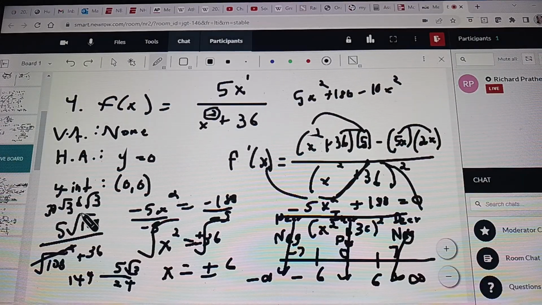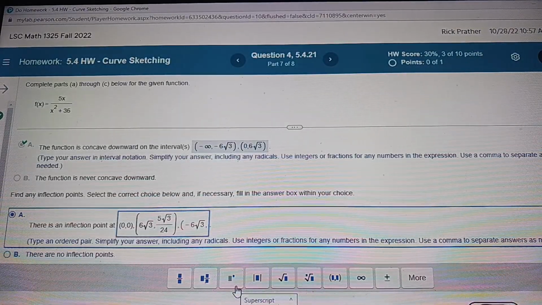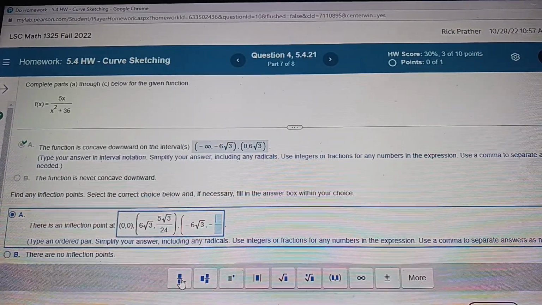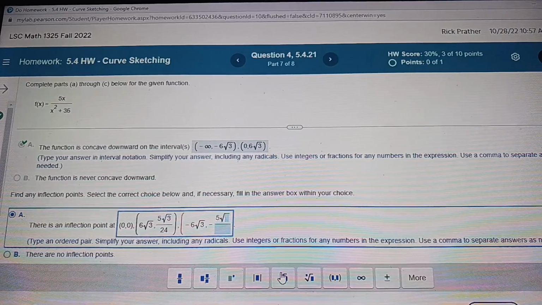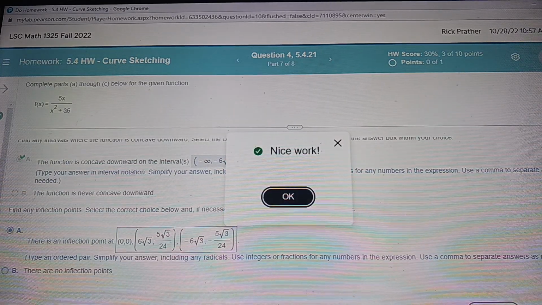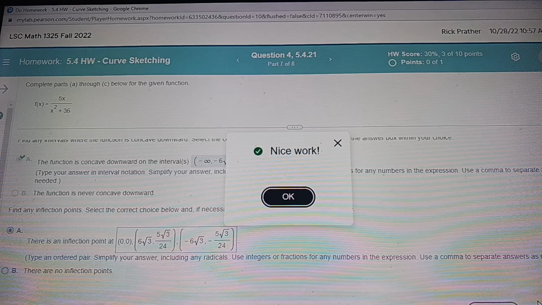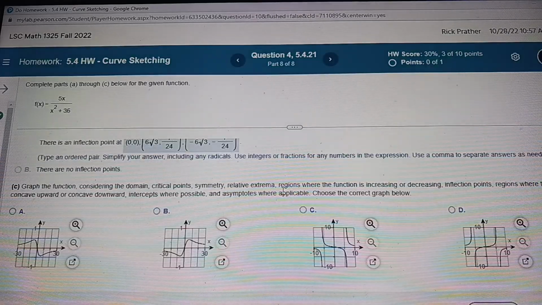If I plugged in negative 6 square root of 3 here, that would make the top negative 30 square root of 3. And if I did this, negative squared would be positive, so the bottom's still 144. So yeah, it should just be the same thing, negative: negative 5 square root of 3 over 24. So those are really messy just because they're making me put the whole coordinate instead of just telling them the location of the inflection points.